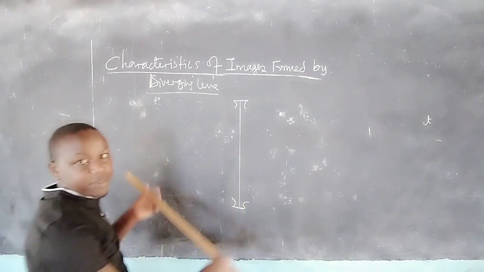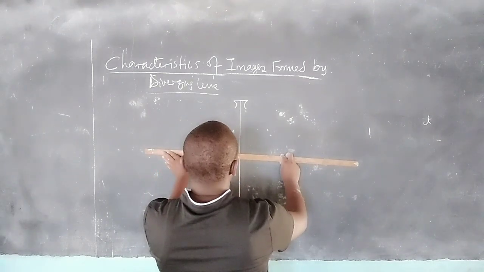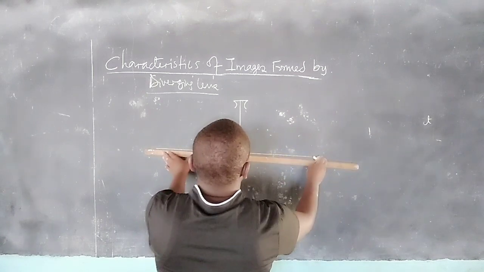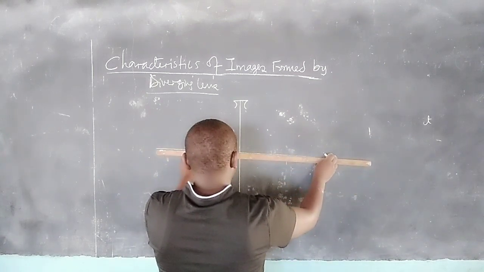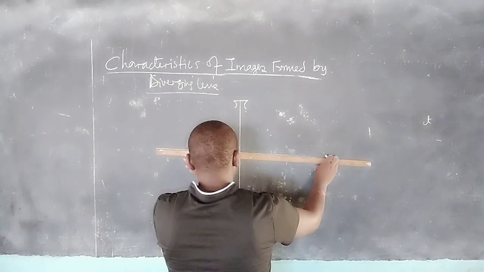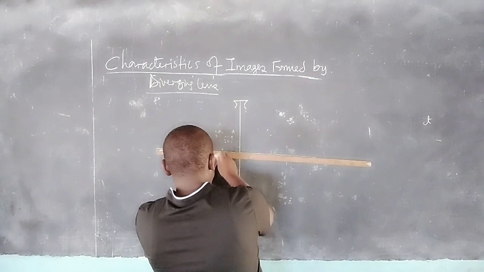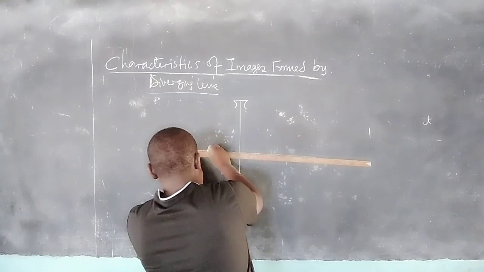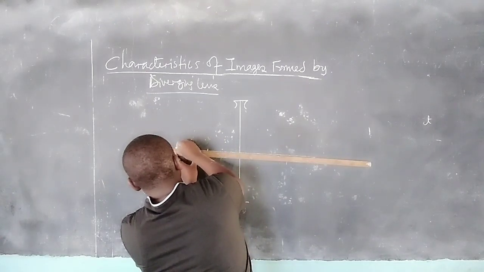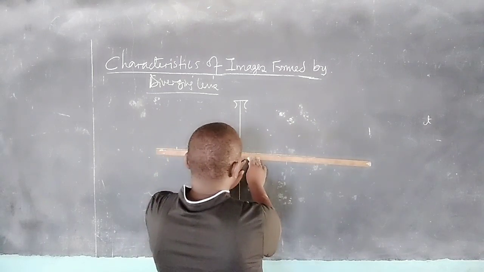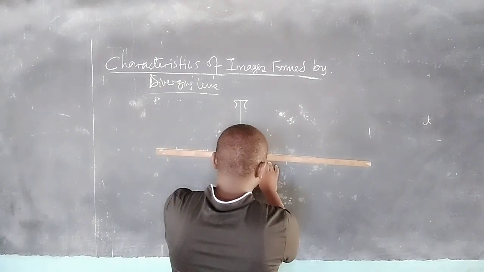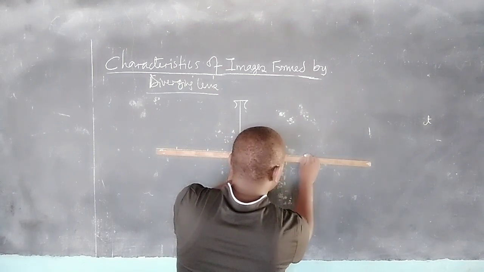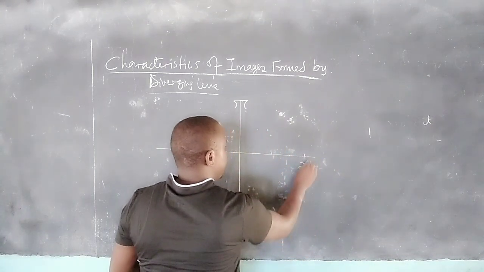So this is how we represent a diverging lens. A diverging lens is represented like that. We draw the principal axis here, such that we have F there, F there, and 2F here, then here we have F here, and 2F here.